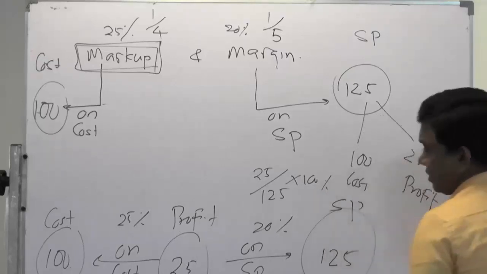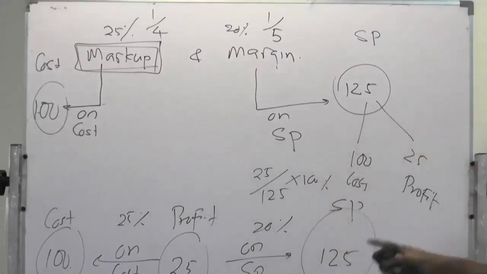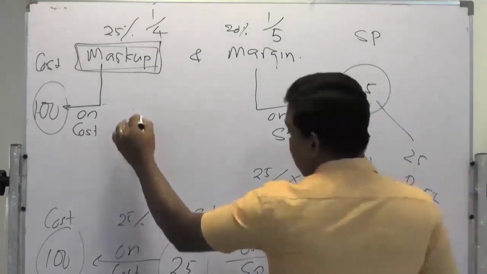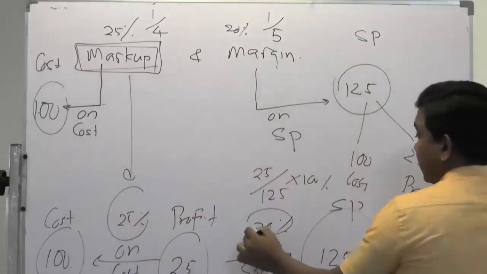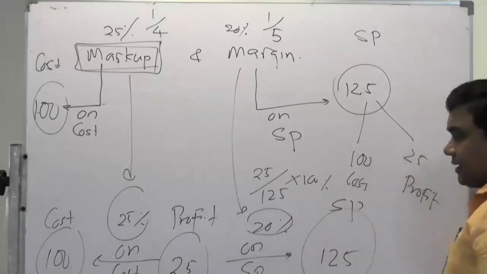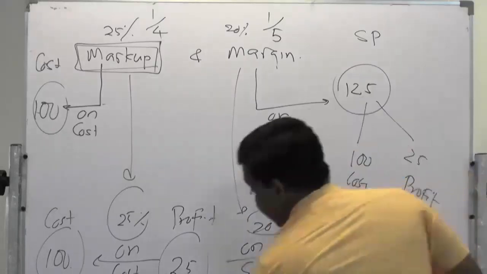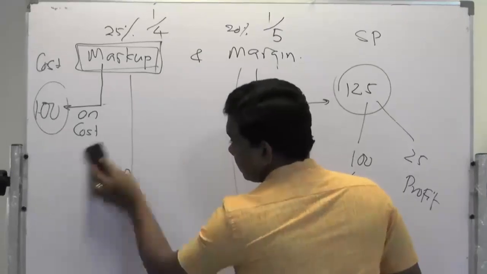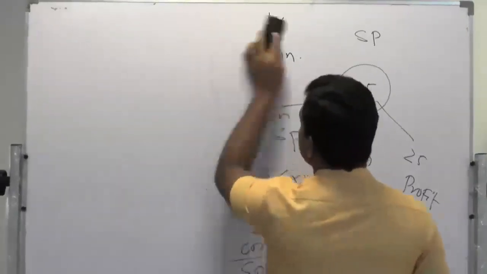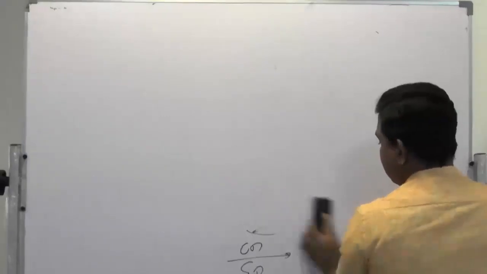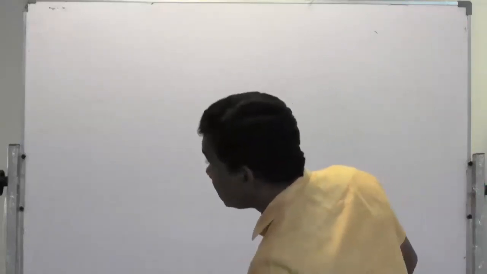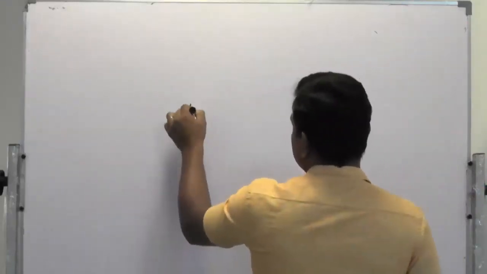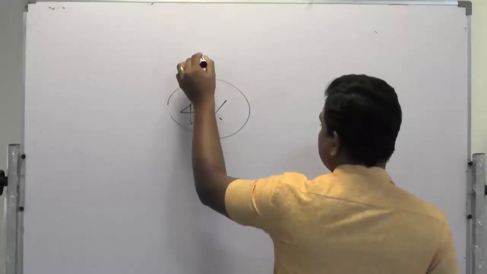and 1/5, right. Therefore, when the profit is expressed on cost, it is called markup. When the profit is expressed on selling price, that is called margin, right. This is the explanation. Now let's take the question. In this question, they clearly mention that the profit margin is 40%. Profit margin of 40%, that is margin.